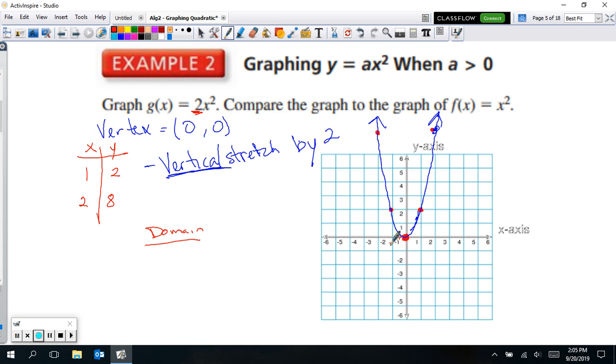It's everywhere to the right, it's everywhere to the left. So at 1, it's here. At 2, it's up there. At 3, it's going to be even higher. At 4, it's even higher. Right? It's going to be everywhere to the right. The graph is everywhere to the left.